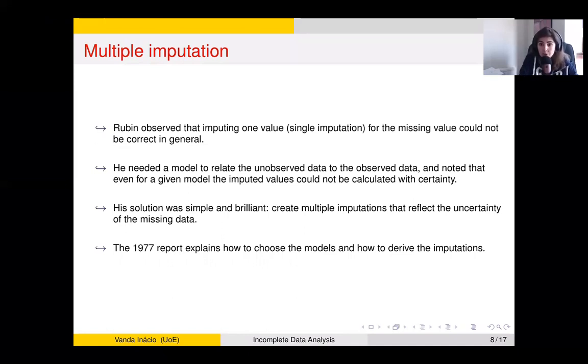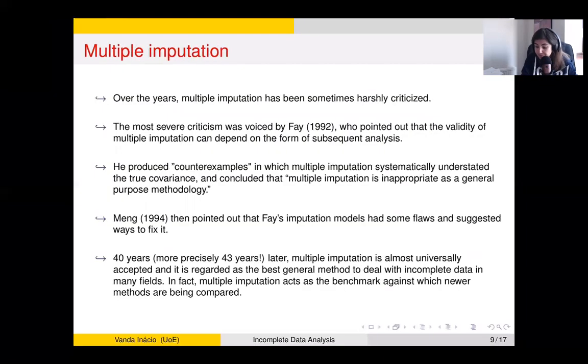And his solution was okay. So we know that we have problems just by imputing a single value. So why don't we create multiple imputations that reflect the uncertainty that we have about the values that we are imputing? In his 1977 paper, he explained how to choose the imputation models and how to derive the imputations. And this was basically the beginning of multiple imputation.